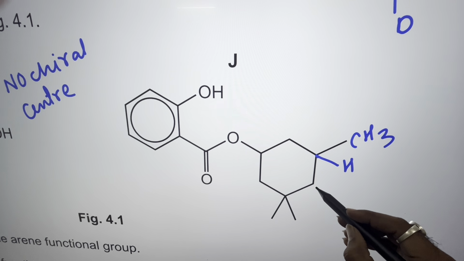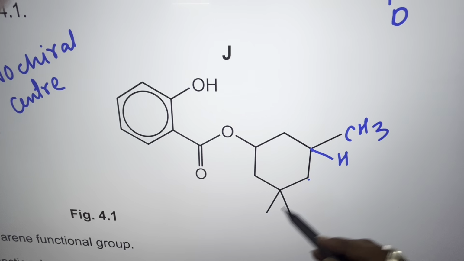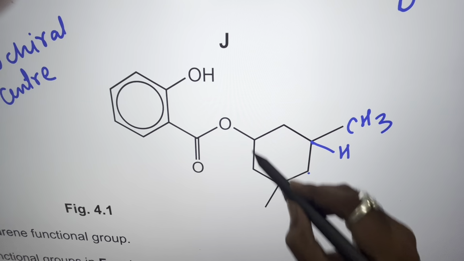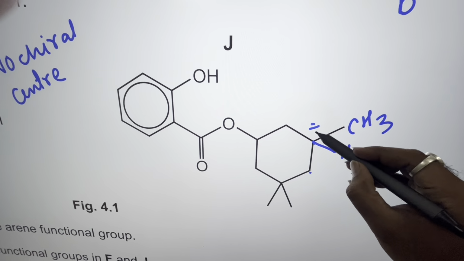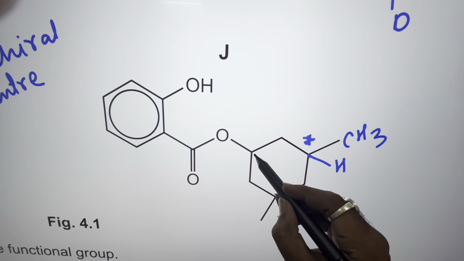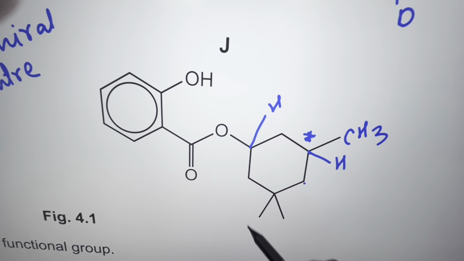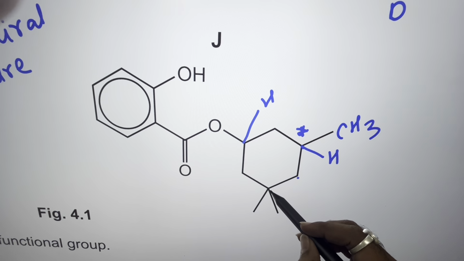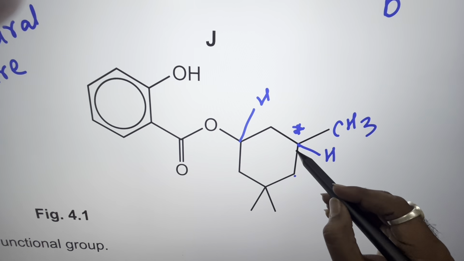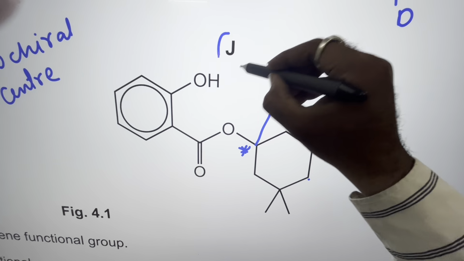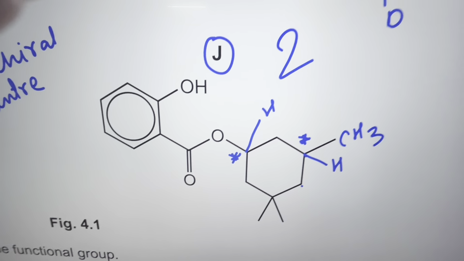Now if you see, this is CH2, but we can go to the next carbon atom. This is attached to another two methyl groups. So this is attached to this carbon atom, and this is my one chiral center. Now if you see this molecule, here also I have one hydrogen. This is like CH2, but the next carbon is attached to another CH3. So in the J structure, I have a total of 2 chiral centers.